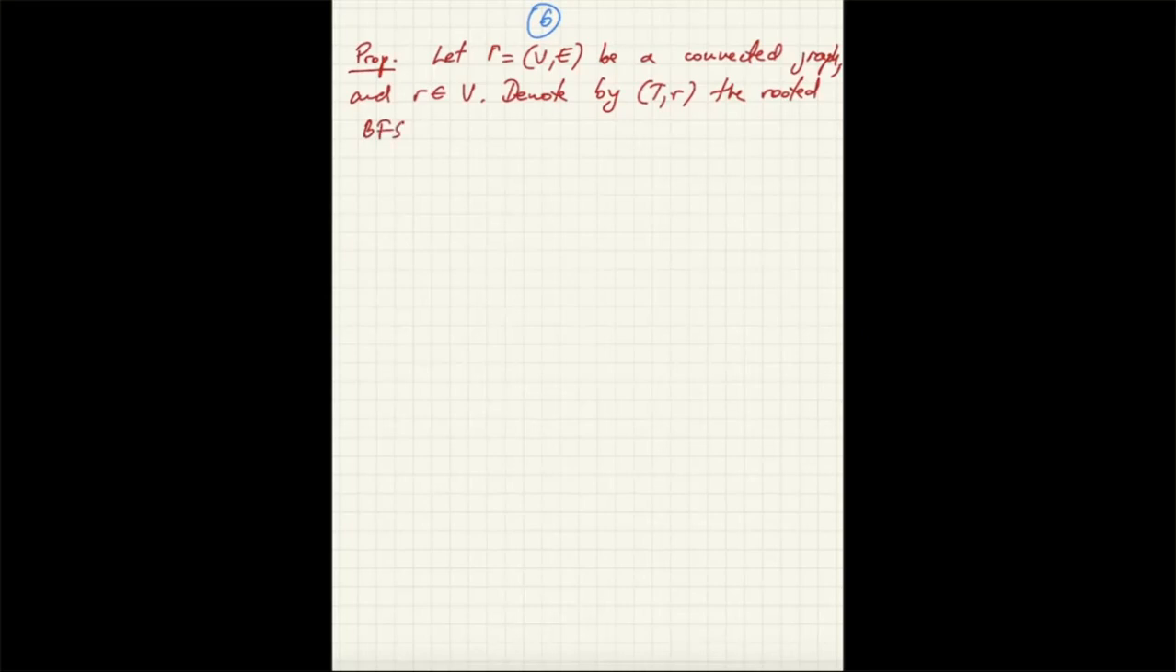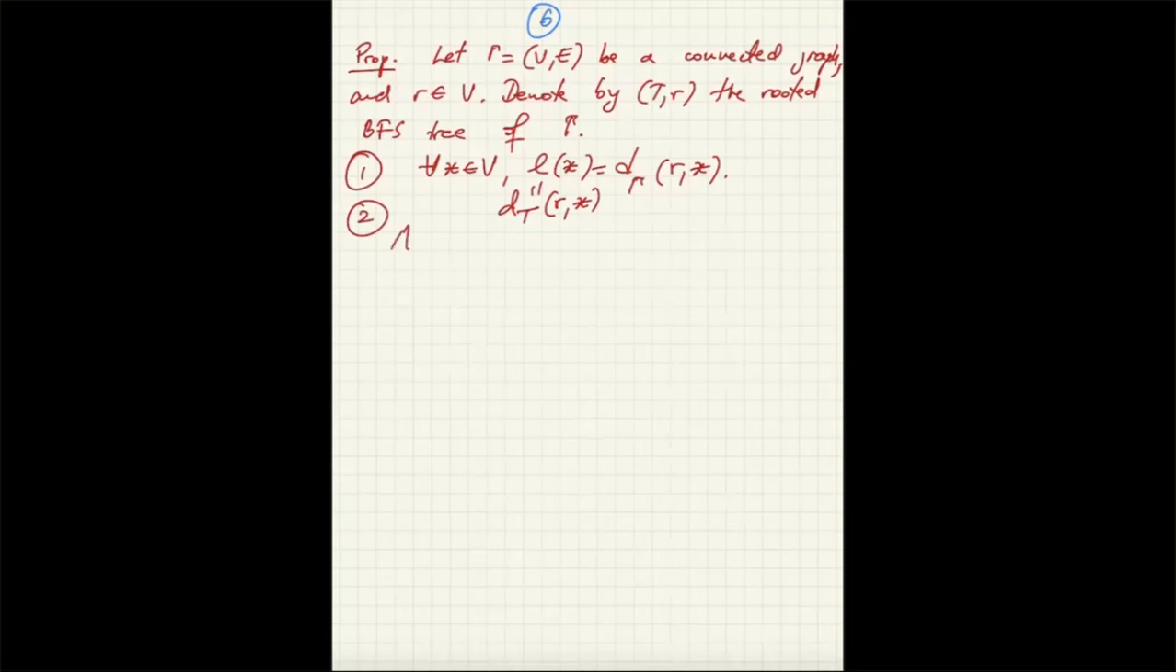So proposition, what this does is, if you have a connected graph gamma, and R a vertex of gamma, and denote by T the rooted BFS tree of gamma. Number one, what it produces is that it gives you the distances from any vertex to the root, but not just in the tree, but in the graph. So for any x in V, the level of x equals the distance in the graph gamma from the root R to x. You know that the level of x is the distance in the tree from R to x, but it's actually the distance in the graph.